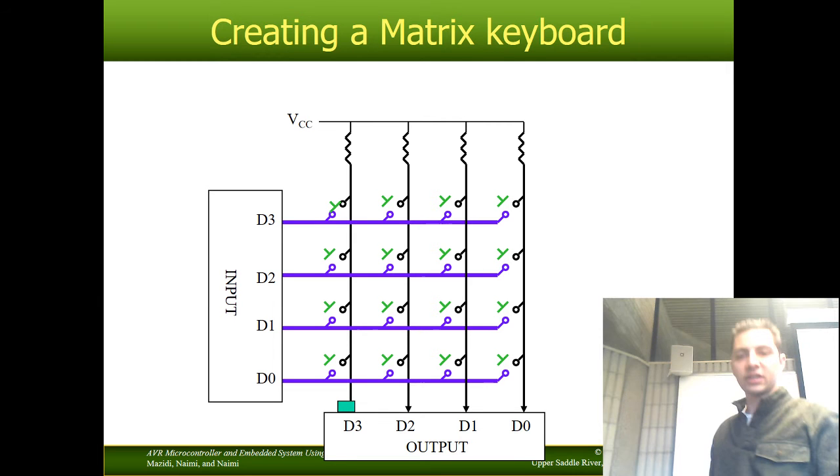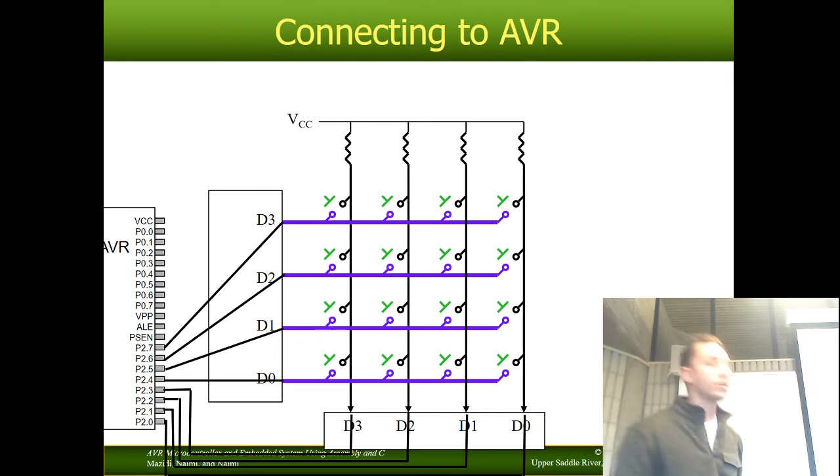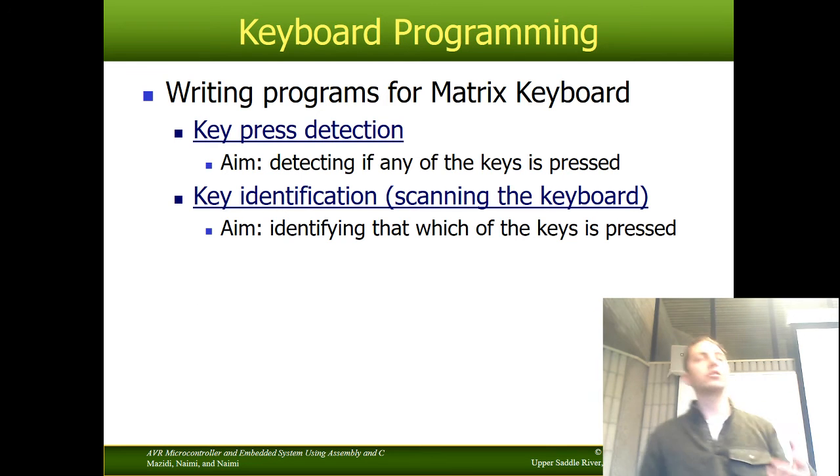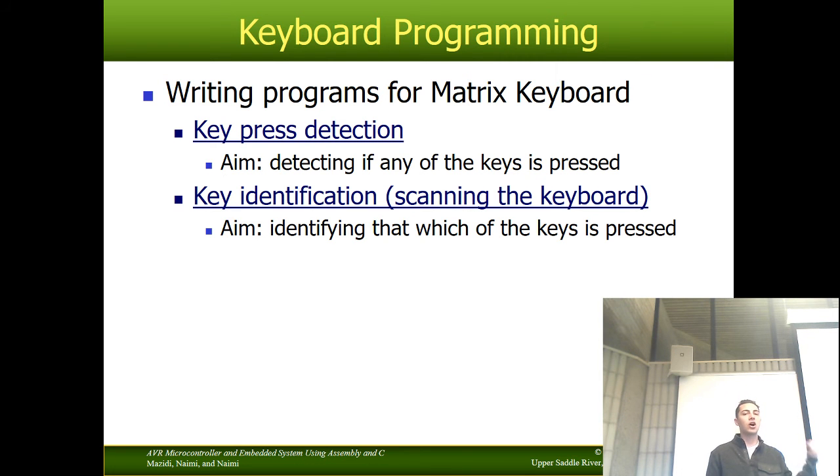All right, so let's look at this a little more. The way we're going to hook this up is we're going to use a group of 4 bits and a group of 4 bits on the AVR. When we write our software, there's 2 jobs we need to deal with. First is, are any keys pressed? Any of the keys pressed at all. Once we know if a key is pressed, then we want to know which key is pressed.